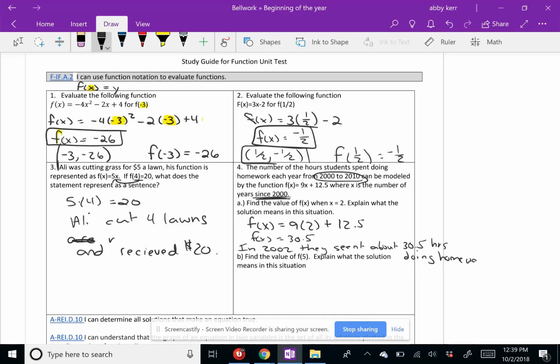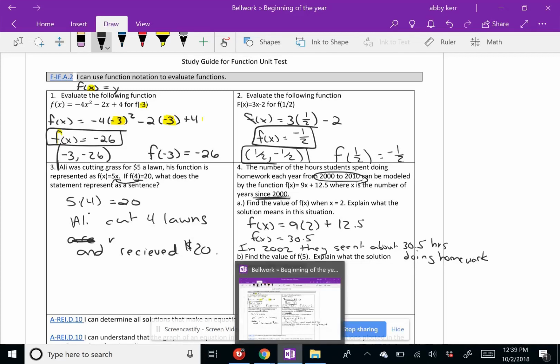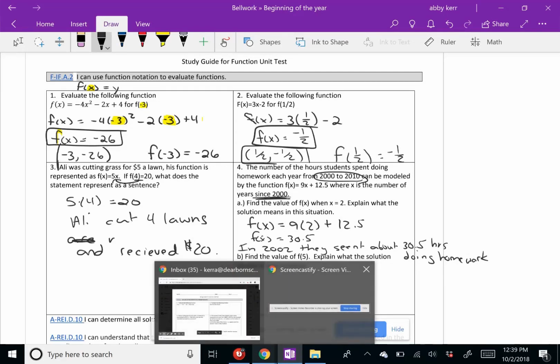Now, some of you are probably wondering, where did I get the 2002 from? If you look, x is 2, and it's saying years since 2000. So 2 years since 2000 is 2002.